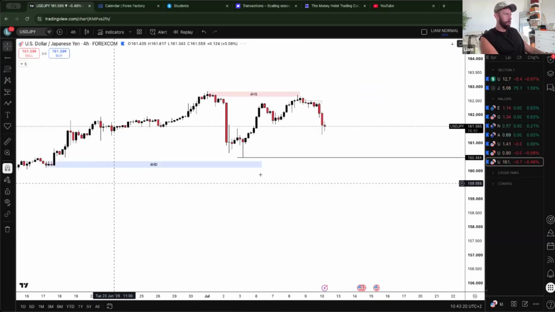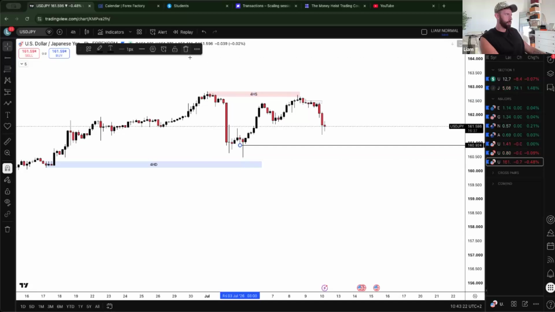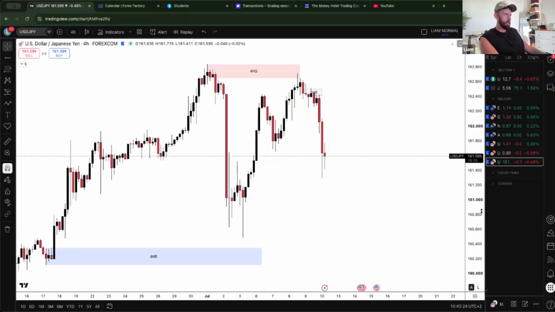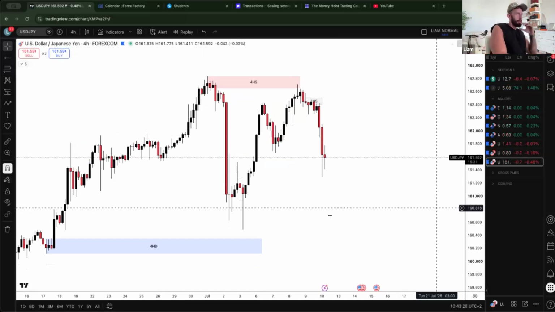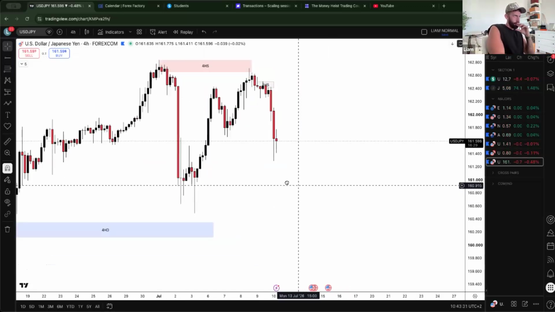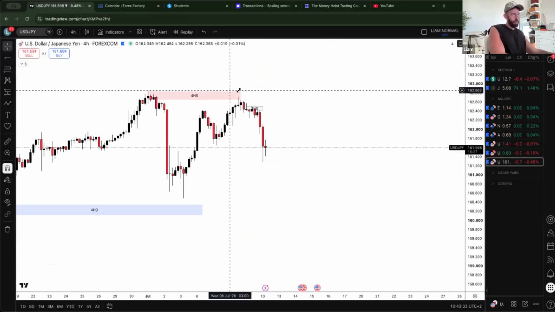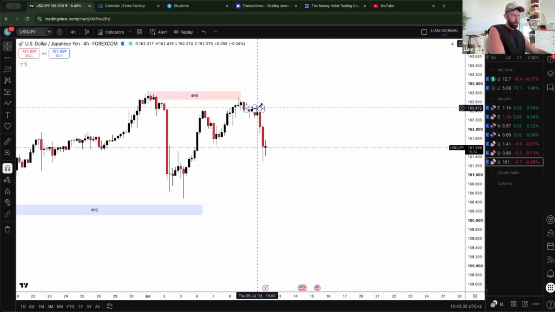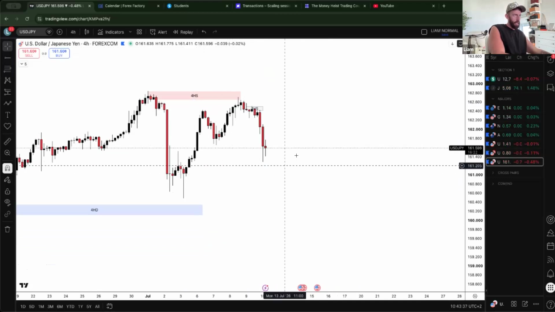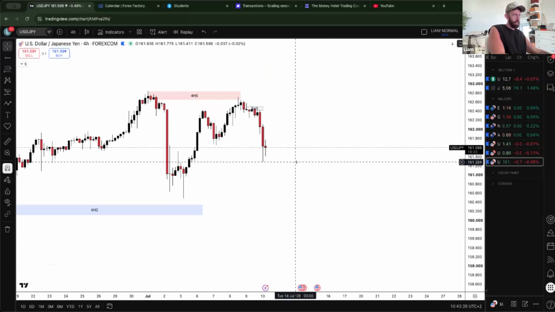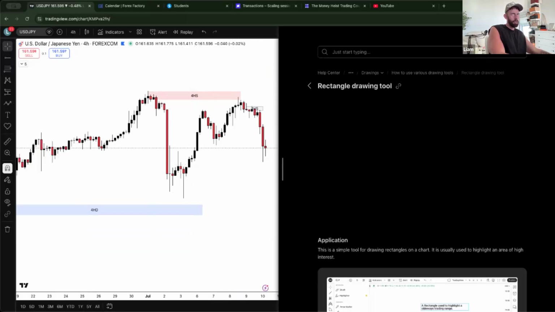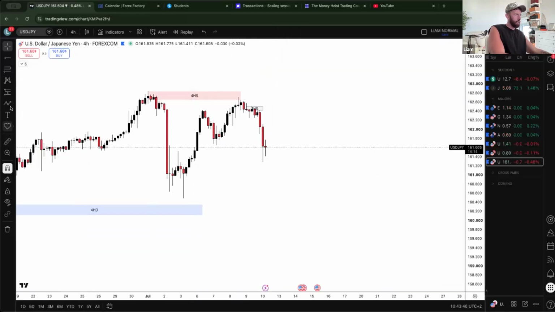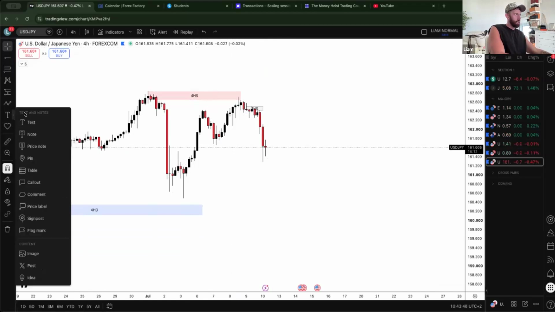But looking now at the 4 hour, beautiful reaction from this 4 hour supply, beautiful reaction from this 1 hour supply as well yesterday. Where is market currently at?